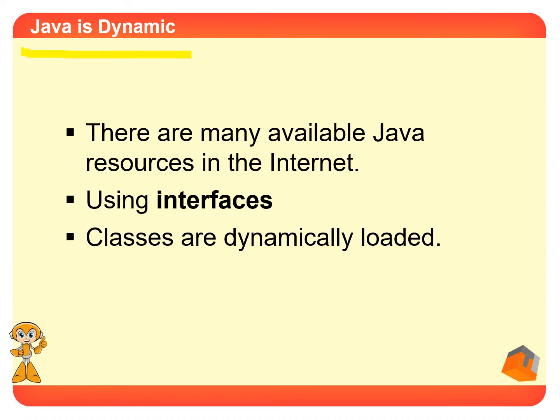We have here Java is dynamic. There are many available Java resources in the internet. Yes, everything about Java you can search in Google. Using interfaces. There are lots of Java interface we can use in the internet. One that is prescribed in our textbook is the IntelliJ IDEA. We have also the BlueJ, the Java Online, the NetBeans.